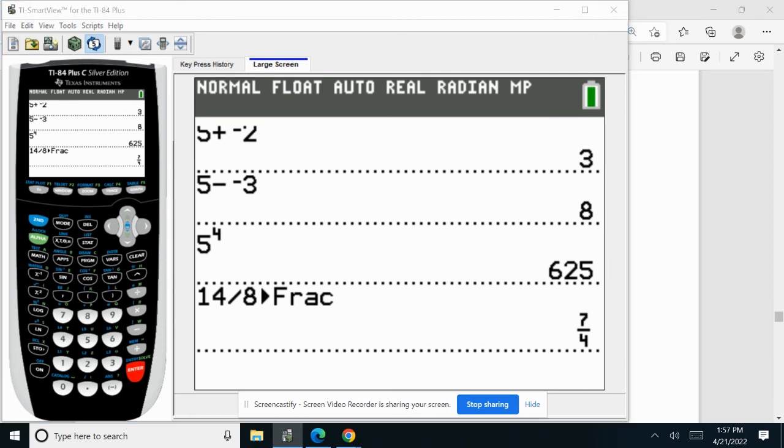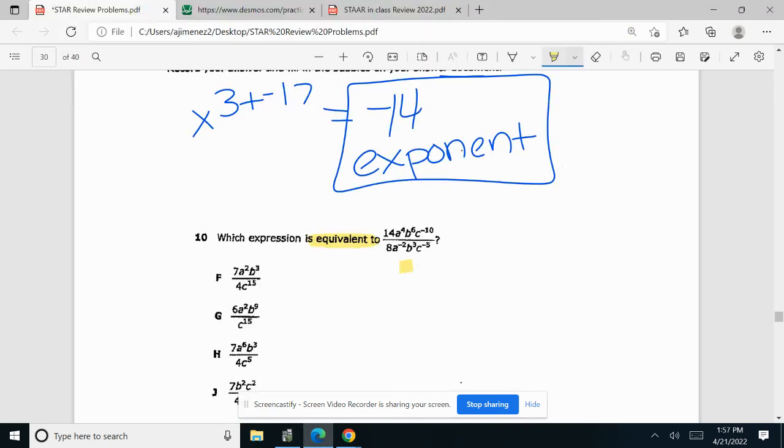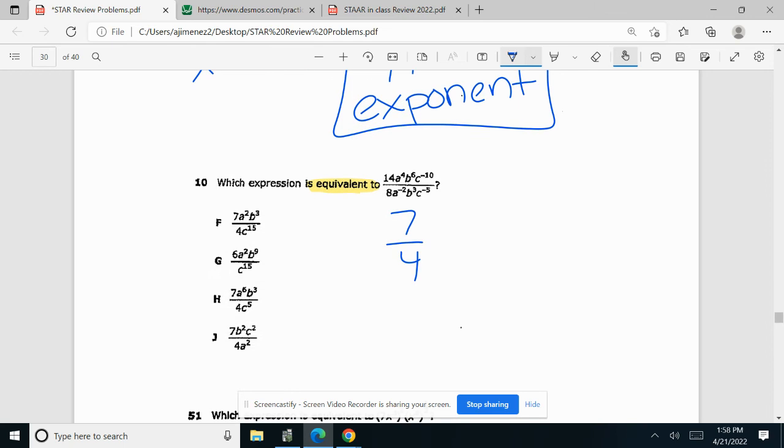7 over 4. So I go to my answer choices, and I'm looking for which one of them has 7 over 4. I'm going to cross out the ones that don't have 7 over 4. Next thing I'm going to do is the letter A. 4 minus negative 2. I use my calculator and that tells me I should get 6. I'm going to go through the answers and see which one does not have an exponent of 6. This one doesn't. This one does. But J doesn't. That means my answer is H.